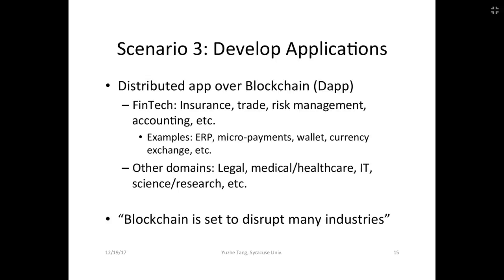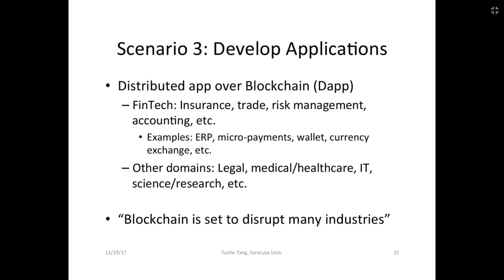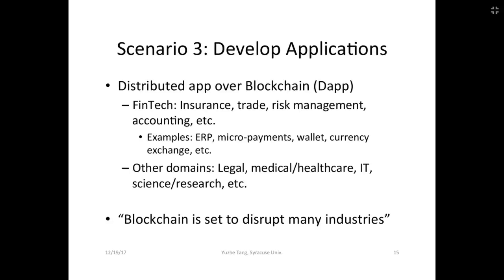So blockchain, if you think about it as a software system, it exposes some kind of interface, allowing you to develop a novel application on top of that. So here the conventional application is related to finance, financial technology or fintech. The applications are related to insurance, trade, risk management, and accounting. So, for example, if your company runs ERP software, there is a possibility that you can adapt ERP software to the platform of blockchain.